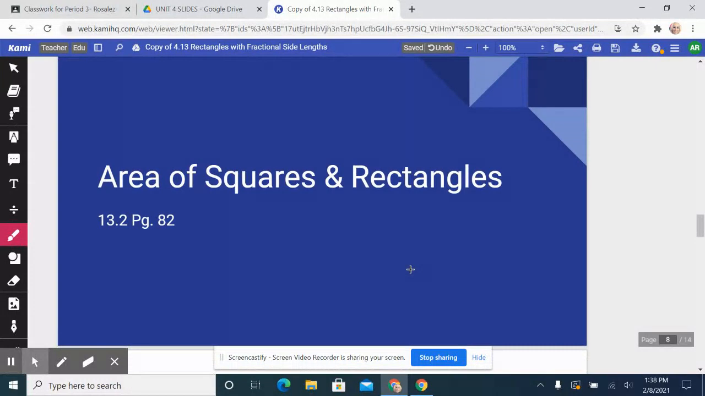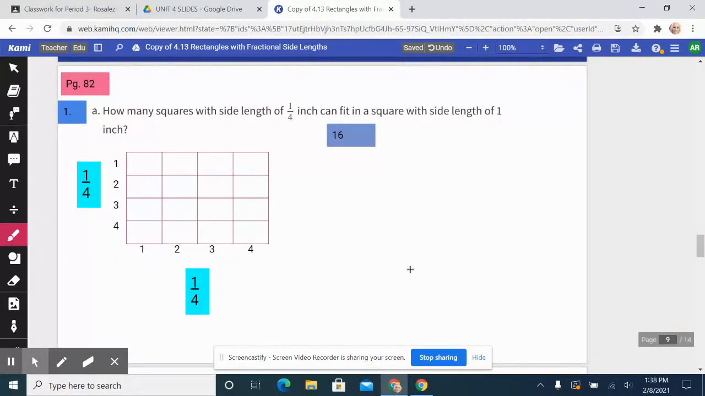Now I'm on page 82. Now we're dealing with area of squares and rectangles. On page 82, this is the diagram that I want you to try to squeeze in somewhere. It says for A, how many squares with a side length of 1/4 inch can fit in a square with a side length of 1 inch? Now, I know in your book it says to use a ruler and do all these things.